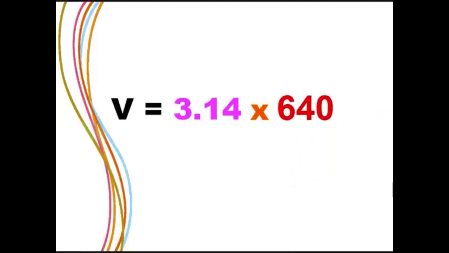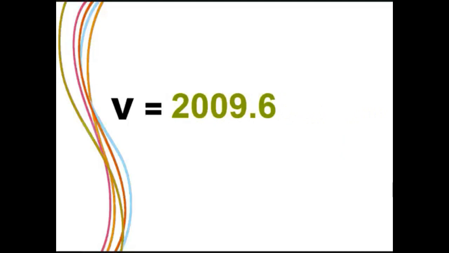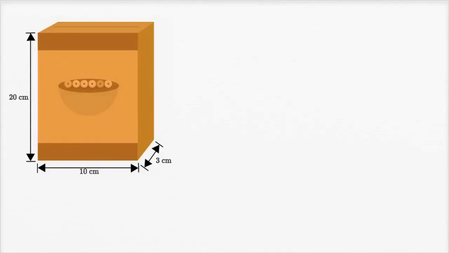3.14 times 640 is 2009.6. The answer will be in cubic units. Looking back at the original question, as all measurements were in centimetres, we know that the answer is in cubic centimetres. The answer is 2009.6 cubic centimetres.